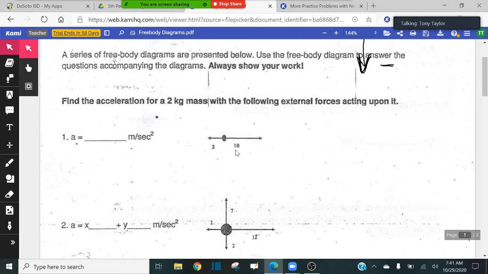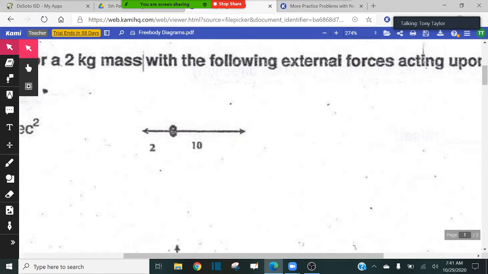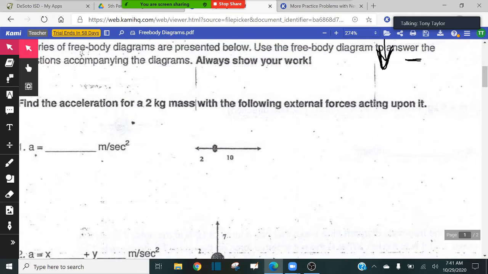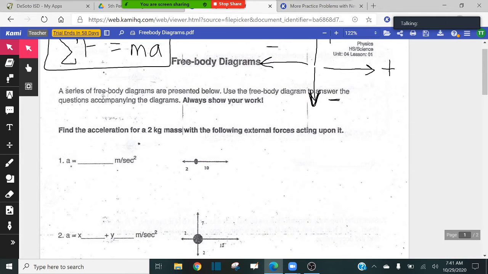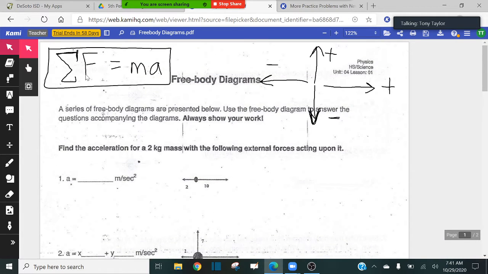Okay, and so guys, notice this free body diagram here. On our free body diagram, we have two forces. We have one force that's 10 newtons acting to the right, and we have another force that's 2 newtons that's acting to the left. So that means this force right here that's 2 newtons, we're going to have to call that negative. Okay. So with that said, let us take this equation here and solve it for acceleration.